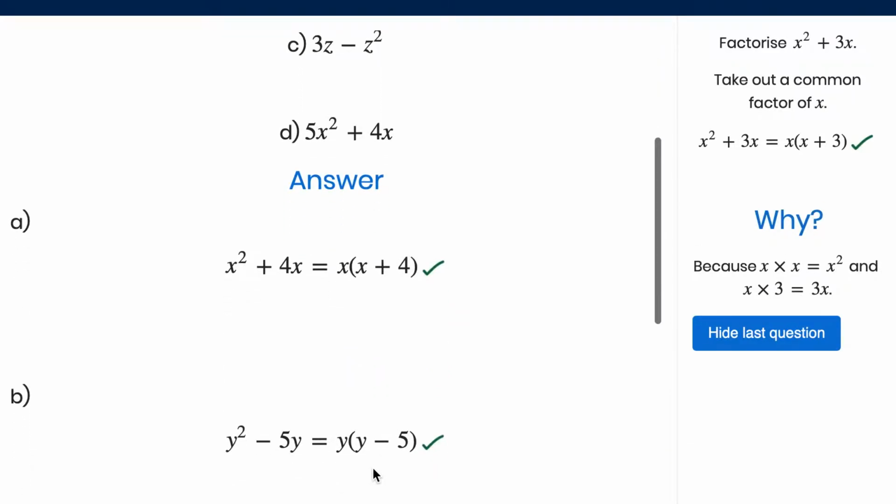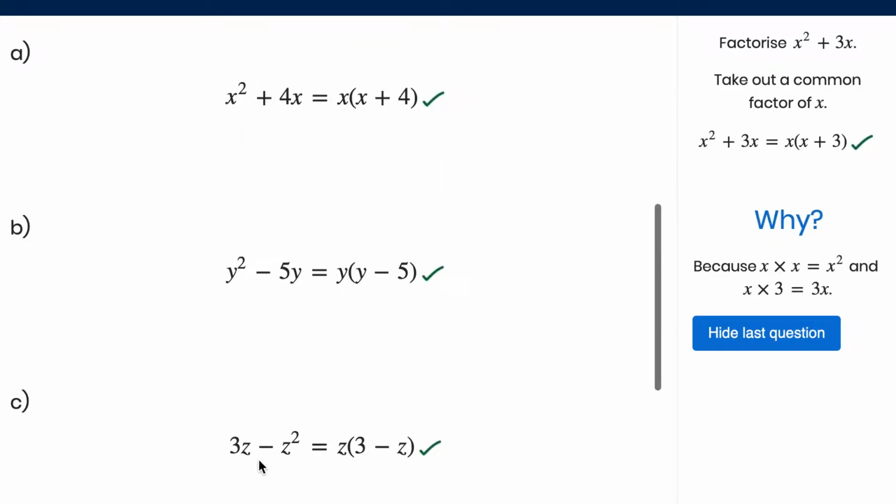Okay, for part B, we take out a common factor of y. So y squared minus 5y becomes y times y minus 5, because y times y is y squared, and y times minus 5 is minus 5y. Notice how we have a minus inside the brackets, because there was a minus in the question.